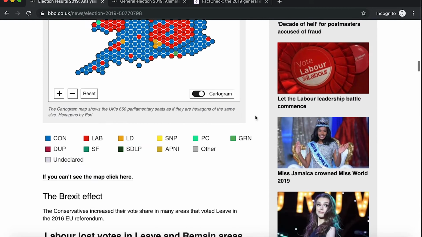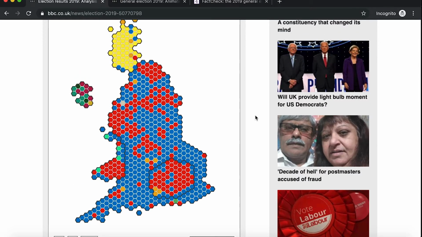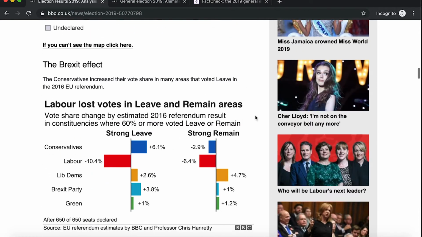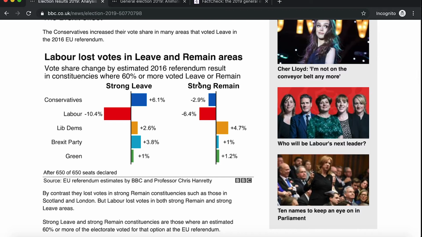Okay, so that's just one example. I think that's a fantastic example of how the BBC has presented data, communicated it in a way that a lot of people can understand. They also do this quite a lot a bit further below, showing this vertical movement with a horizontal view of Labour lost votes in Leave and Remain areas.